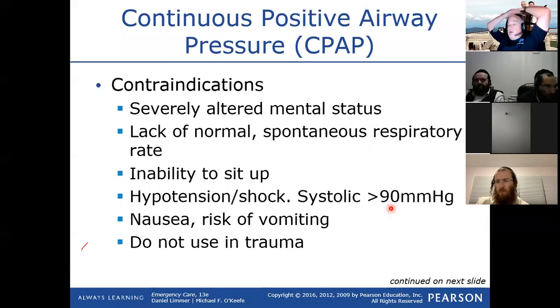So if you increase the pressure too much, you actually stop the heart from being able to beat effectively. I've never seen this, but it is a true issue, which is if somebody's blood pressure is low, CPAP is contraindicated. Contraindication means that you would not use it, right?